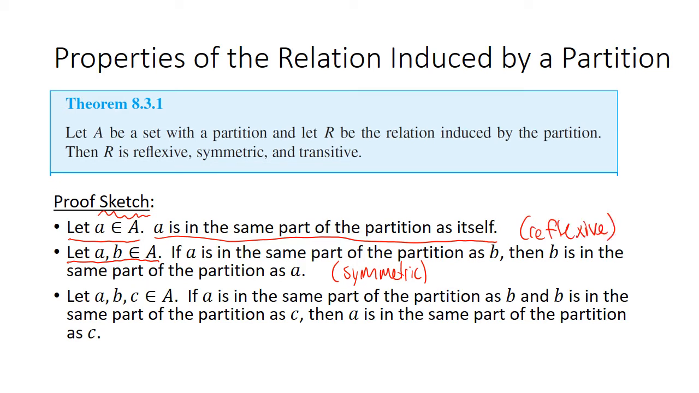For the last statement, let a, b, and c be elements of the set A. If a is in the same part of the partition as b, in other words a is related to b, and b is in the same part as c, in other words b is related to c, then a is in the same part of the partition as c. Hopefully you agree that's a pretty natural thing to see. That shows that the relation is transitive. Those are the important ideas of how you would prove this theorem.